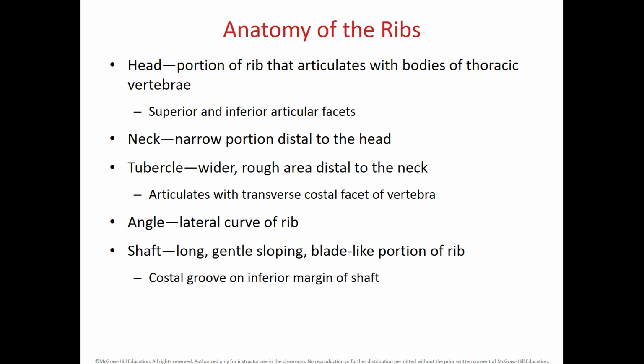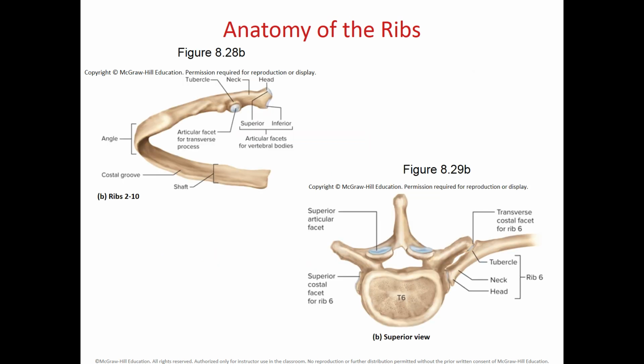And then we have the shaft, which will be the rest of the rib, that is long and gently sloping, and looks like a blade. And inferiorly in the shaft, we have the costal groove that allows the passage of the intercostal nerves from lateral to medial. There will be a vein, an artery, and a nerve, in that order from superior to inferior. So this is how the ribs look. This is the head, this is the neck, this is the tubercle, this will be the angle, and then this will be the shaft, and this is the inferior view, so this is the costal groove.